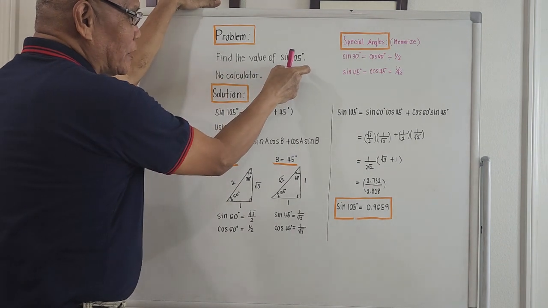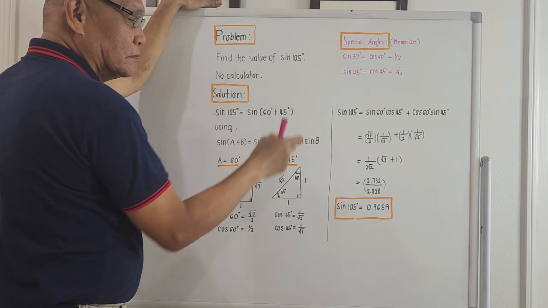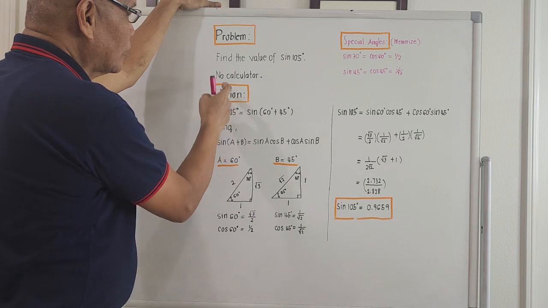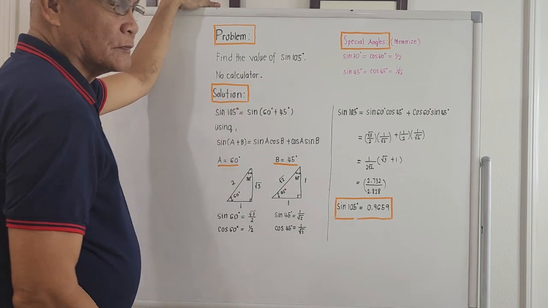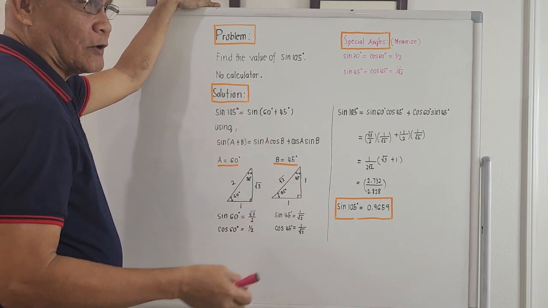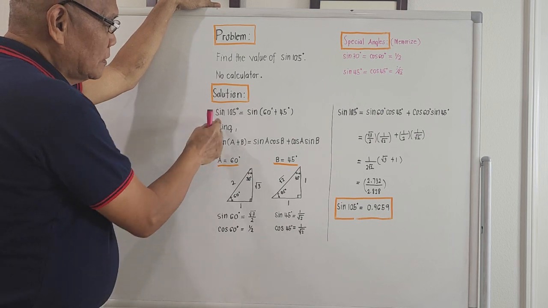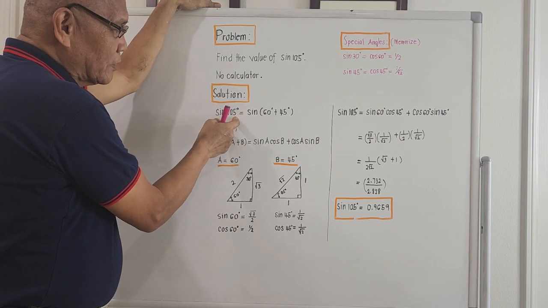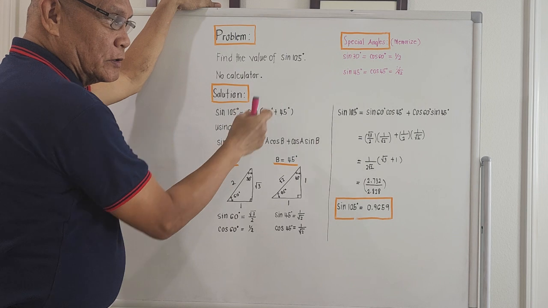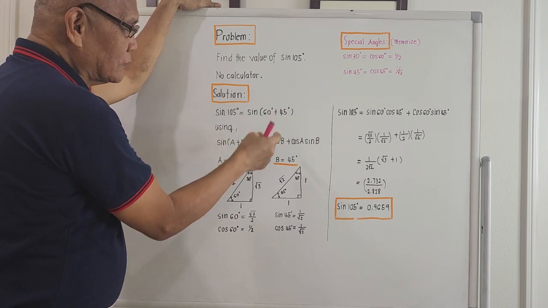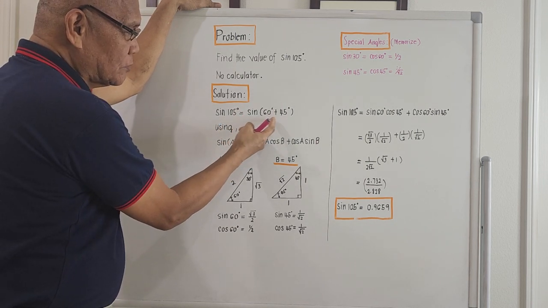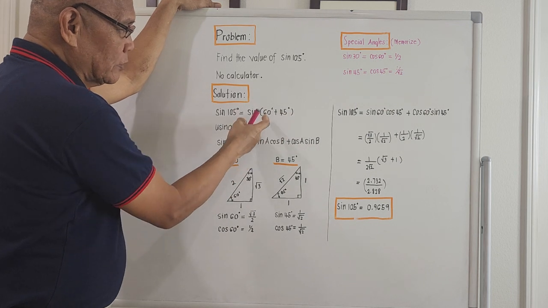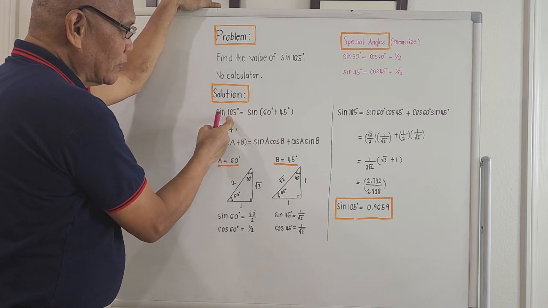Find the value of sine of 105 degrees. The condition: no calculator use. Okay, let's try to bring out the solution. Sine of 105 degrees can be written as the sine of the quantity 60 degrees plus 45 degrees. 60 plus 45 is actually 105.